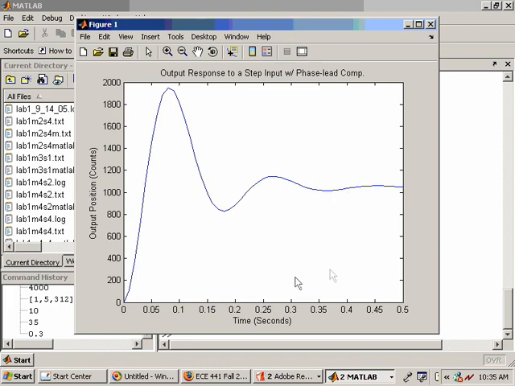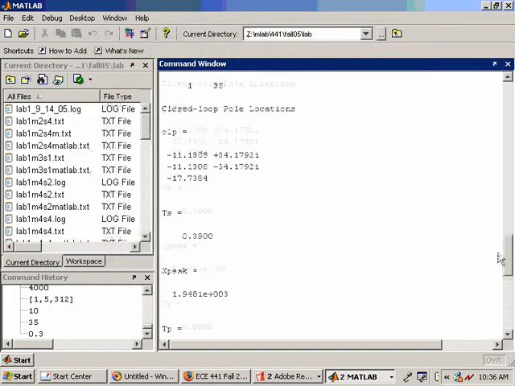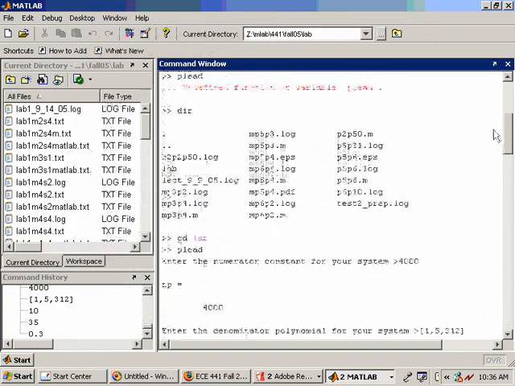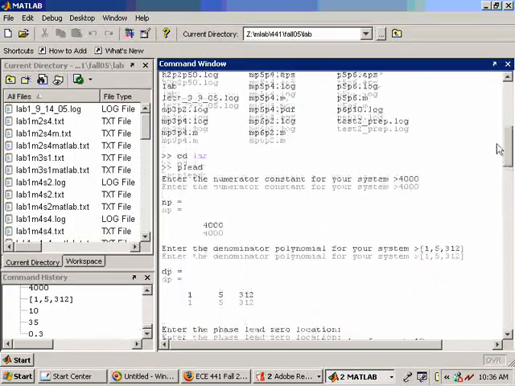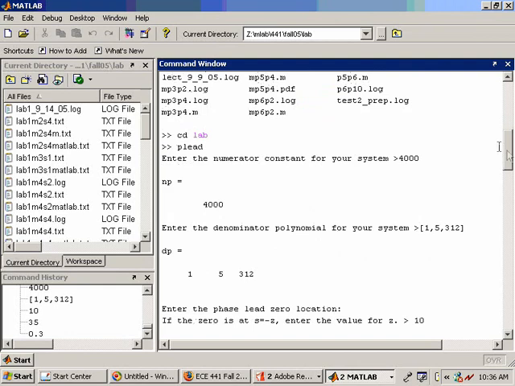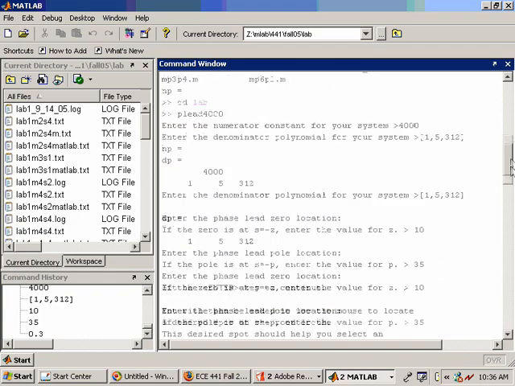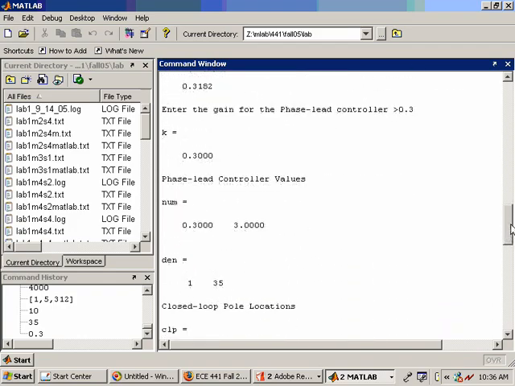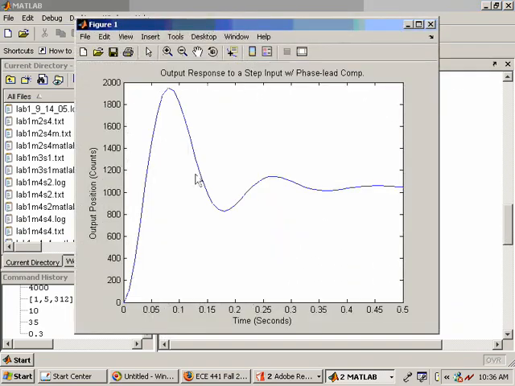And that's how you can examine your particular system using the MATLAB commands that are now available to you via PLEAD. All you have to know is your open loop plant, your zero and pole location, and then determine the gain that you need in order to give you the appropriate controlled phase lead closed loop system.